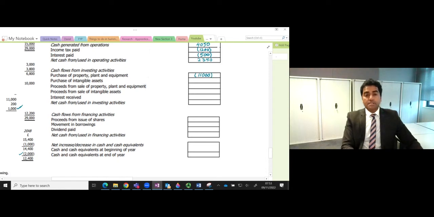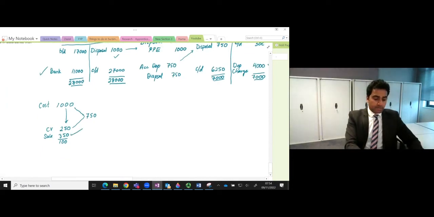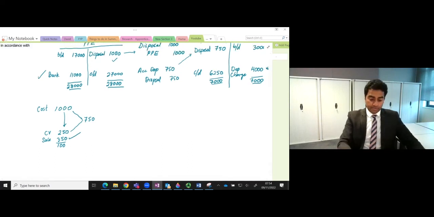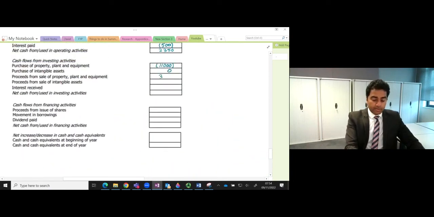Next, purchase of intangible asset. In this question, there is no intangible asset purchased. Proceeds from the sale of property, plant and equipment. And I know that we have sold one of the machinery. So you can see the machinery was sold, and the proceeds, the cash we have received, is £350. So this is a cash inflow. Therefore, I'm going to record 350 as my proceeds.